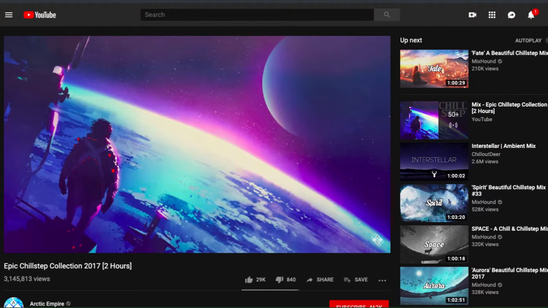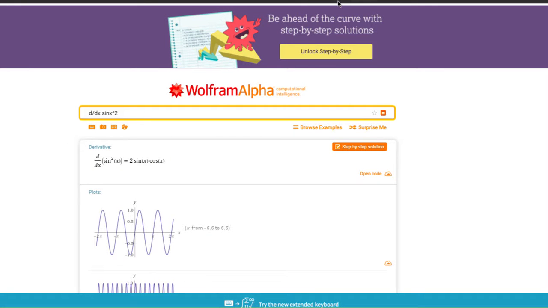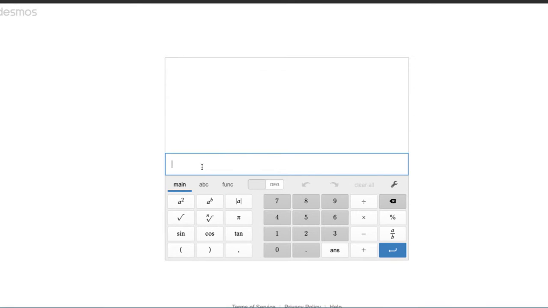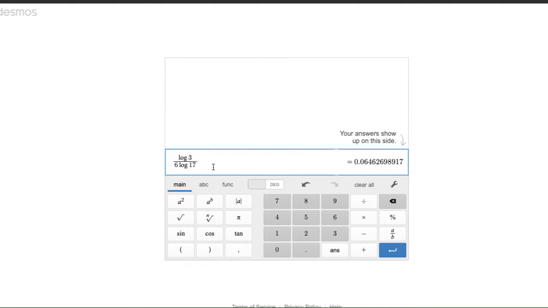So if I come over here, oh, I'm in the wrong browser. There we go. I was not using Wolfram to cheat. Calculator. There we go. I could have just typed it in fast, I suppose. So, log of 3 divided by 6 log of 17, and, ooh, really? Okay, but that is the answer.